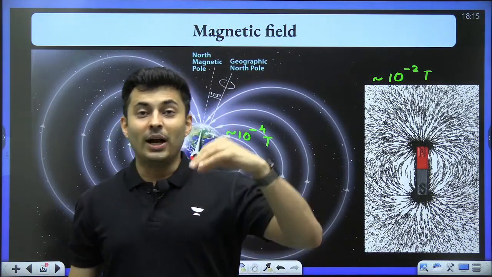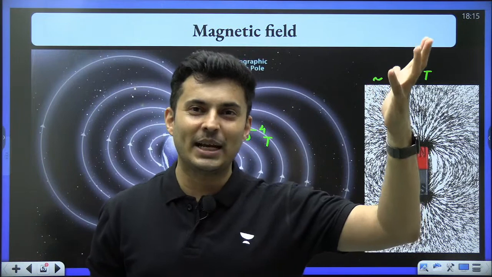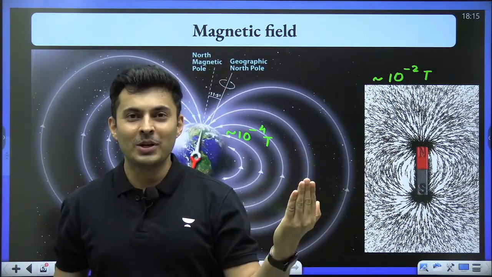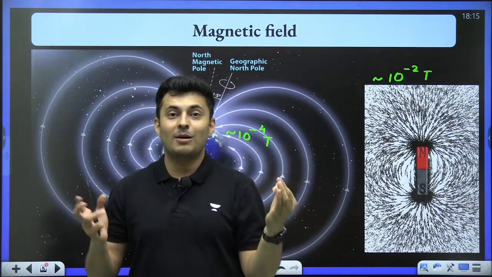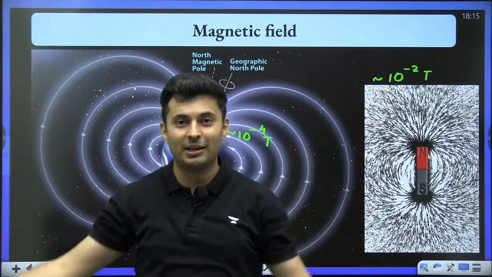So don't expect 1, 2 Teslas or 100 Teslas of magnetic field normally around you. A 100 Tesla, 200 Tesla magnetic field is a crazy magnetic field.